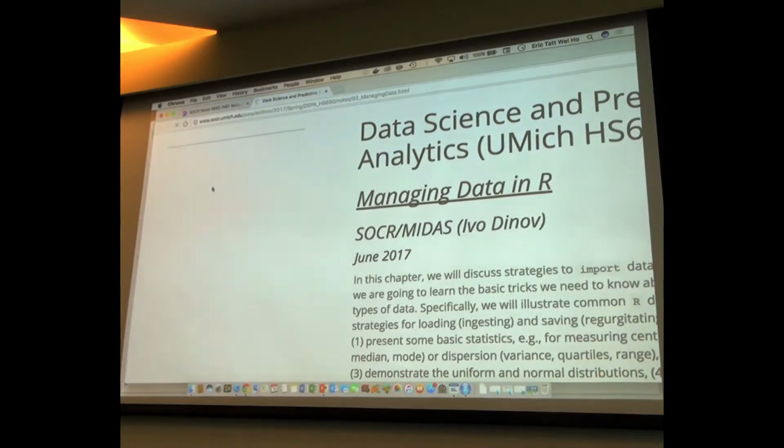Managing data, obviously. Most of you know that you typically spend 70 to 80% of your time just getting the data in, manipulating the data, nothing to do with the analysis, nothing to do with the visualization, nothing to do with the scientific question. It's just handling the different data elements.